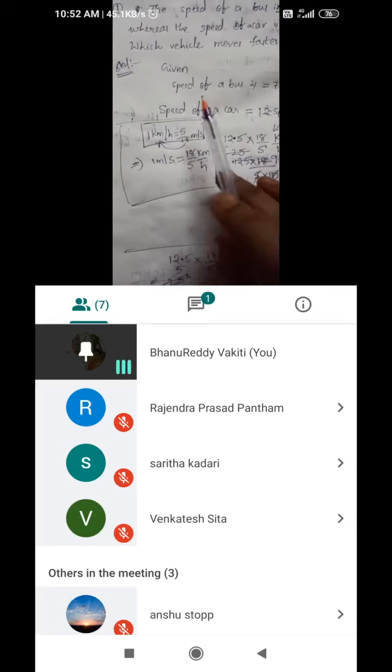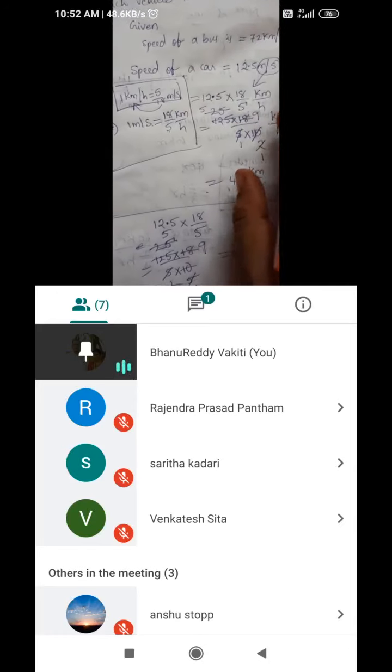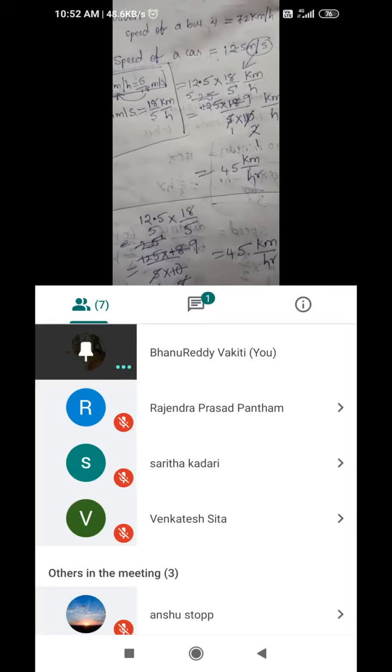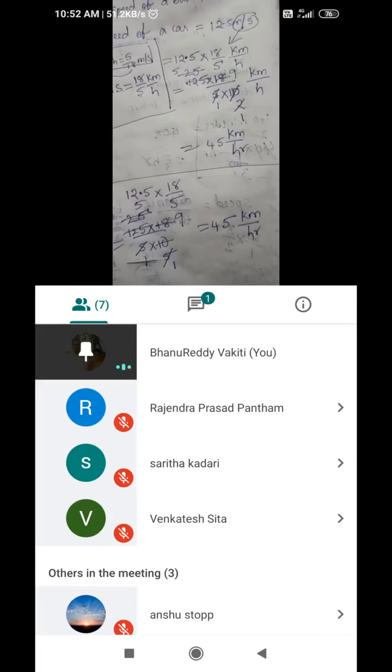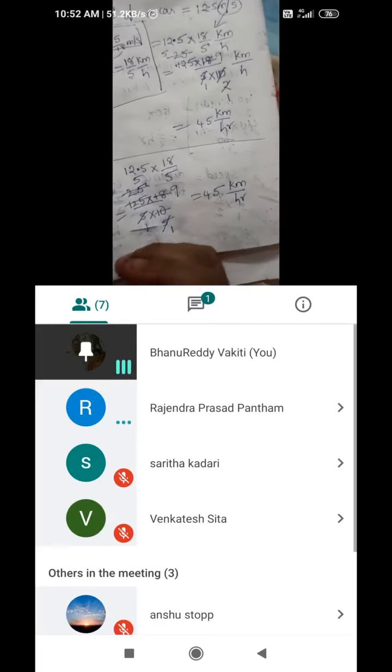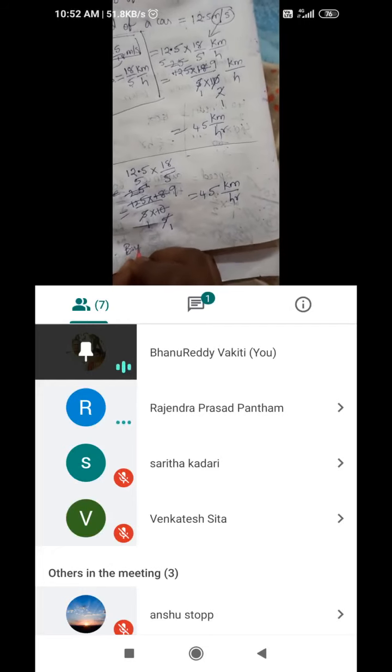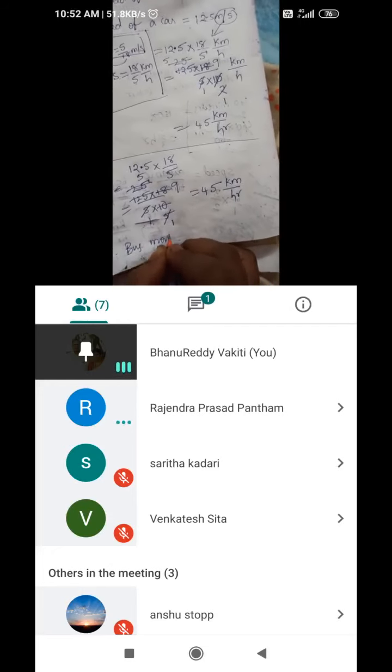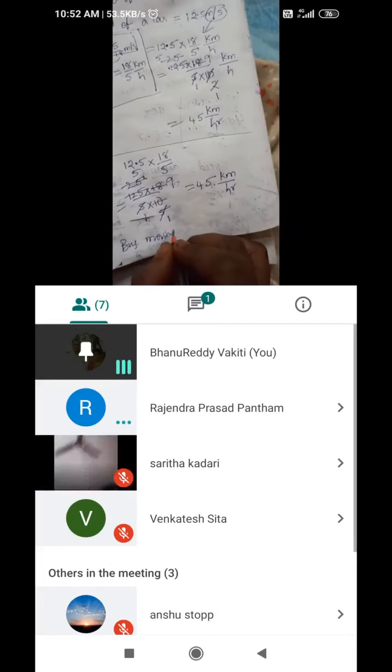In the given data, speed of the bus is 72 kilometers per hour. So which one is moving faster, children? Which one is moving faster? So therefore, the bus is moving faster.